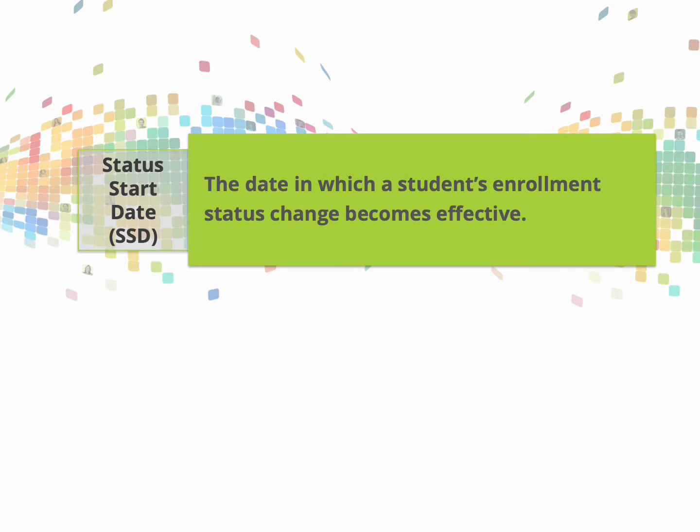So what is the status start date? This is the date in which a student's enrollment status change became effective. For example, the day in which the student officially became half-time at your institution. Also, please note, this is different than the date of determination for which a student's status change became effective.